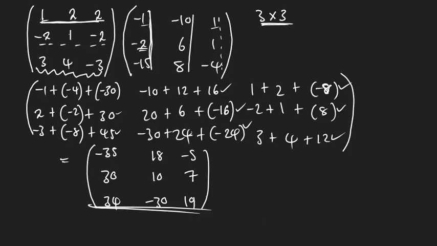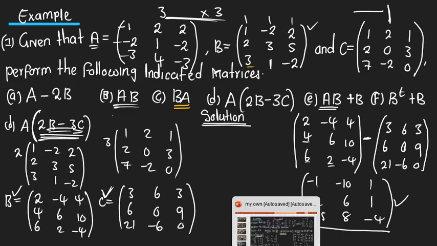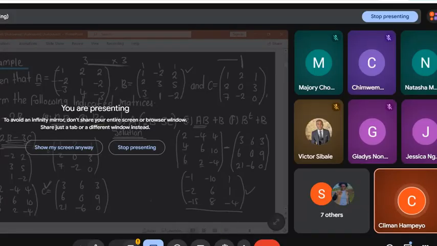What other operation can we do that is so interesting? Okay, this operation, you are multiplying A by B. Whatever you are going to get, then you add it to the matrix B.